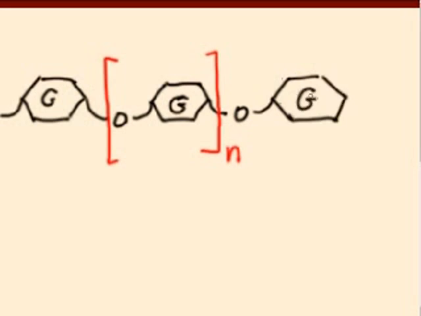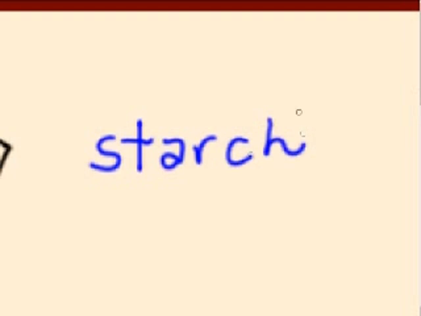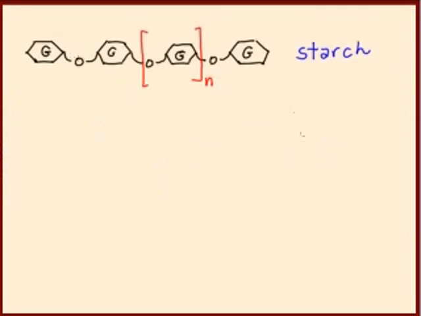And it's one long string. This is a polymer of glucose, and then of course it is a polysaccharide. But this polysaccharide has a special name. It's found in plants, and we call this starch. We call this polymer of glucose starch. When the OH on the one carbon goes down, we call that polymer starch.